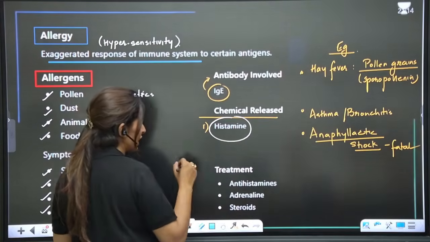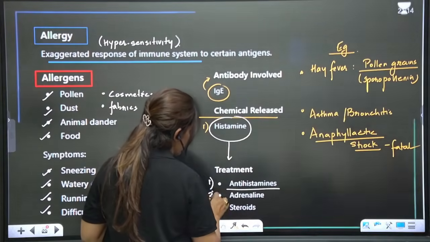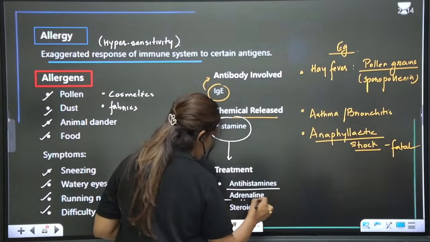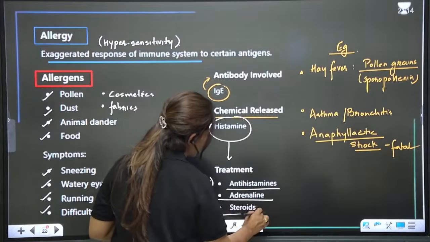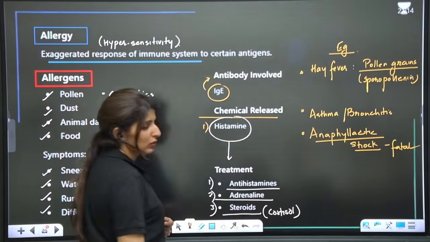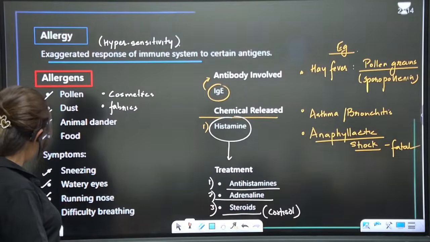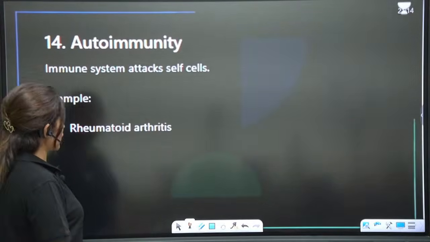So in order to treat that, first you will take antihistaminic drugs. Then the body is in a state of shock, so you will give it adrenaline. Third, you will give steroids like cortisol also, because it is a stress hormone. So the body is in a state of shock, it is in a state of stress. Clear?